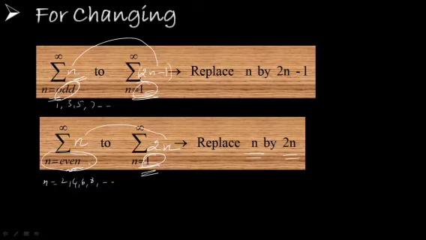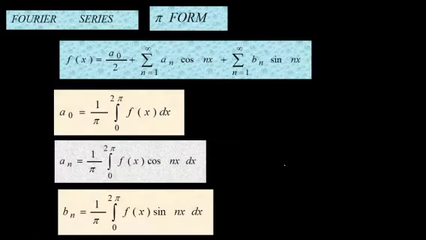Okay, so summation r to infinity is changed to sigma n equal to 1 to infinity, and then you have to replace n by 2n minus 1. And sigma n equal to even to infinity is changed into sigma n equal to 1 to infinity, and then you have to replace n by 2n. This is one of the important points you should remember.